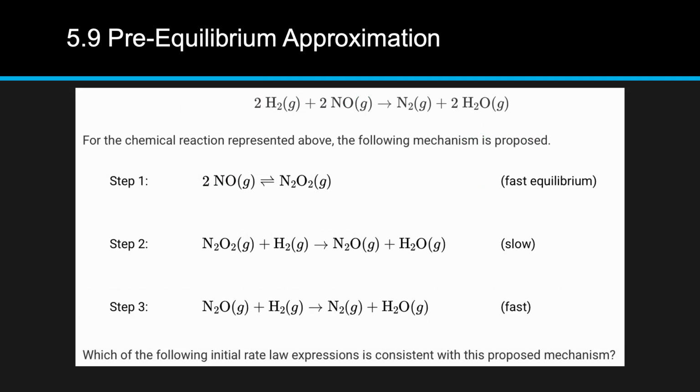And then our final example: for the chemical reaction represented above, the following mechanism is proposed. What is a rate law expression consistent with this proposed mechanism? So again, we can see our step 2 is our slow reaction. So we're going to look at our reactants here. We can see that N2O2 is created in step 1 and used up in step 2, and it's nowhere else in the mechanism, so that's our intermediate. And then we are left with H2 and 2 NOs. So our rate law is going to be rate equals k times the concentration of NO squared times the concentration of H2, and that is our proposed expression.